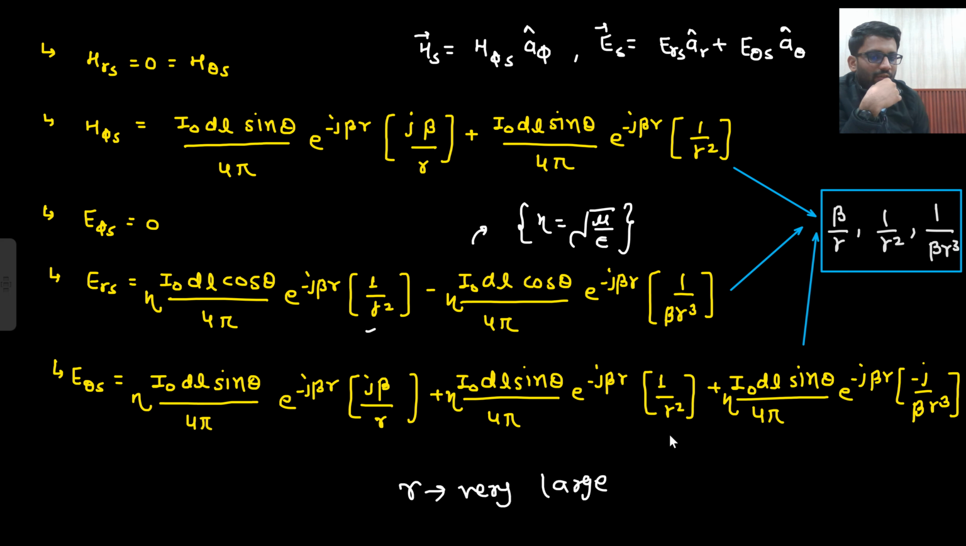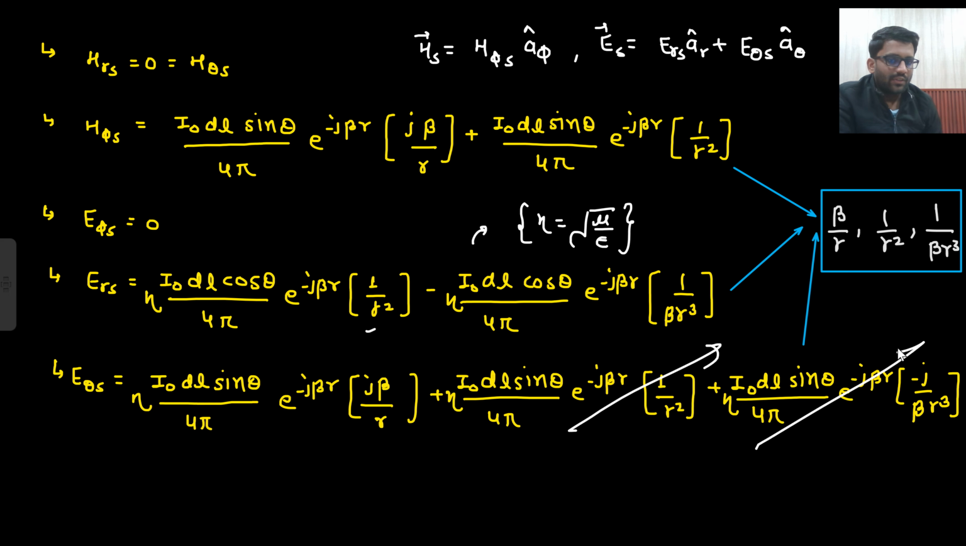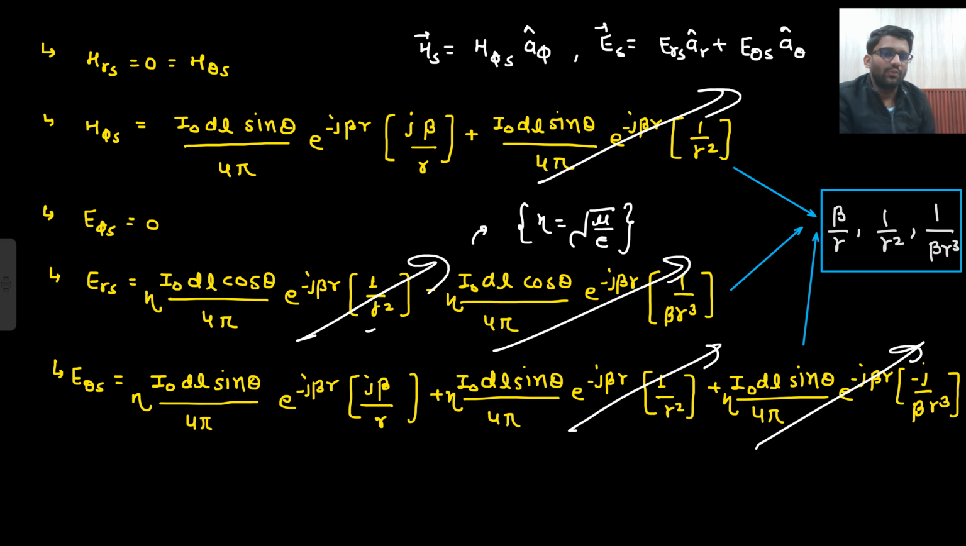These values will be very low: 1 by r square will be very low, 1 by r cube will be very low. 1 by r is also low, but these will be very low. Are you getting this point? If r is large, then this will be very low, this will also be very low, this will also be very low, and this will also be very low. Only this term and this term will be left. Say yes or no. If r is very, very large.